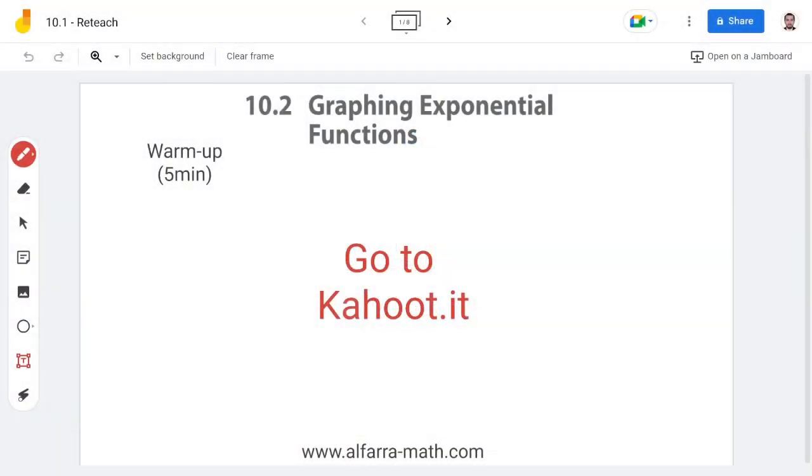Today we're going to start 10.2 modular 10, graphing exponential functions.